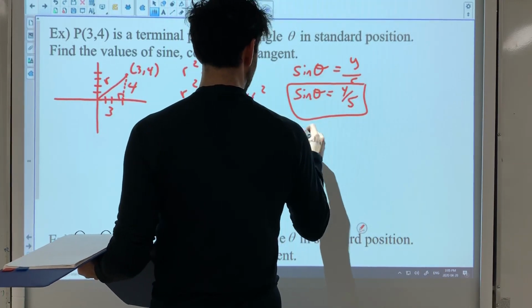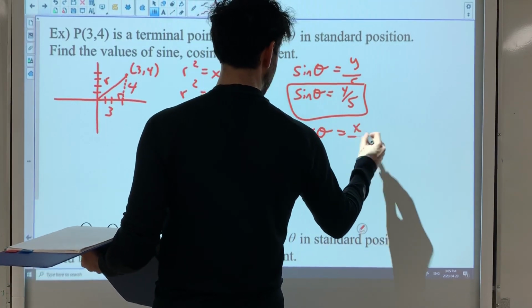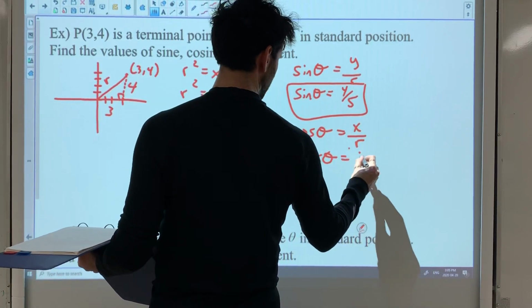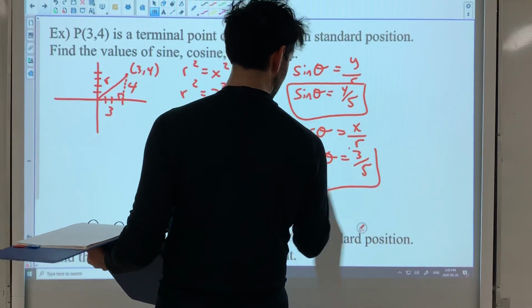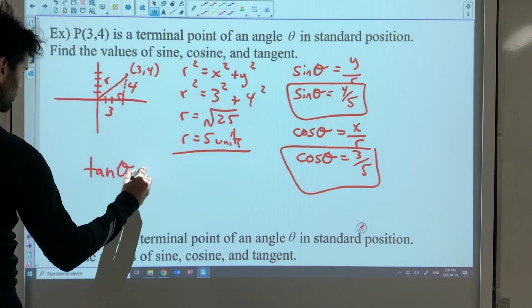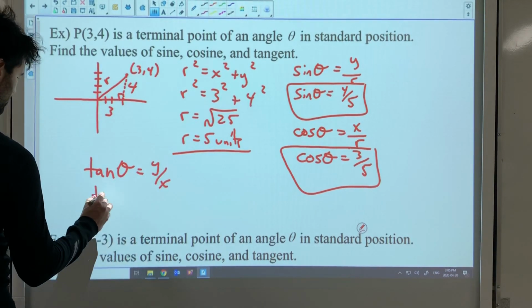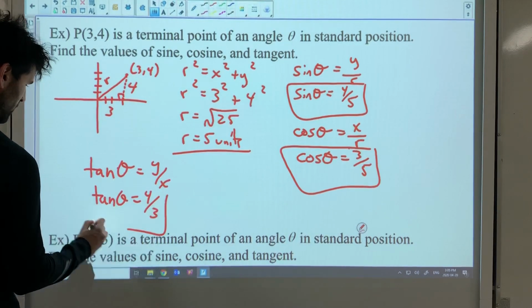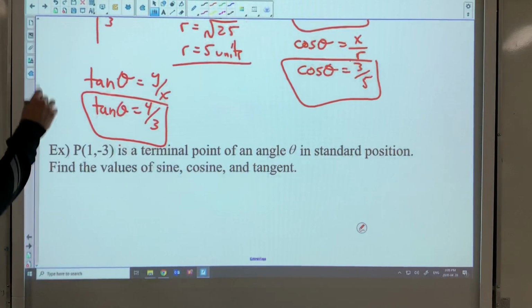There's that. We know that cos theta is x over r, so cos theta is going to be 3 over 5. And then last but not least, over here, we've got tan theta. That's y over x, which is 4 over 3. Wonderbar. Beautiful. That's a nice little question.